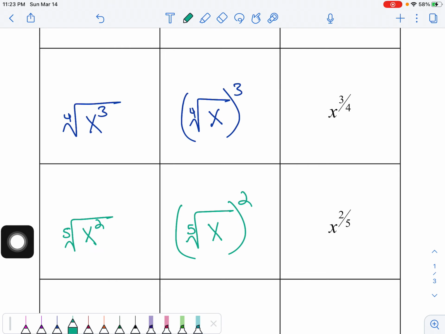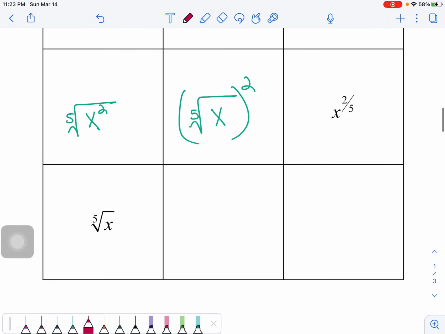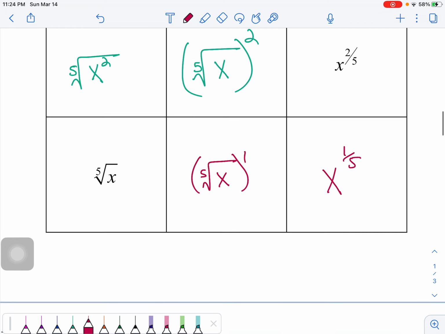Powers and roots are on the same level of your order of operations, so whether you do the power first and then the root, or the root and then the power, doesn't matter. All right, last set in this one is just if you have the 5th root of x, this would be the 5th root of x to the first. So that would become x to the 1/5 power.